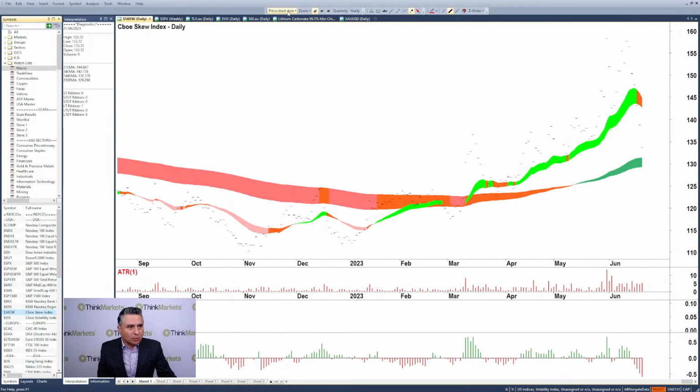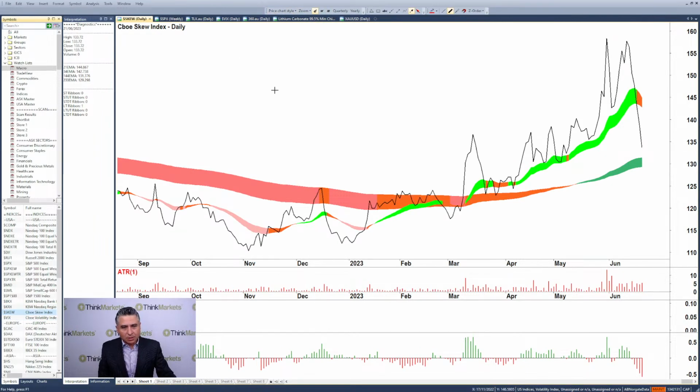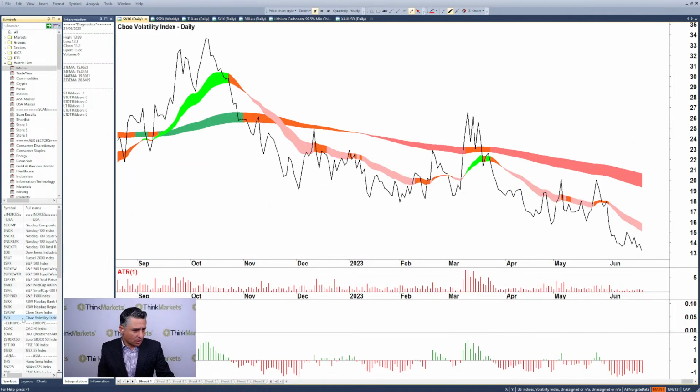The other thing there is the SKEW index. I know you can't see that, so let me do the line. That's actually come down significantly. So we can see as we're heading up there, I think markets were quite nervous. I think that situation is settling down, so that's encouraging. And the volatility index continues to make new lows. So I don't think there are any major red flags coming from those.